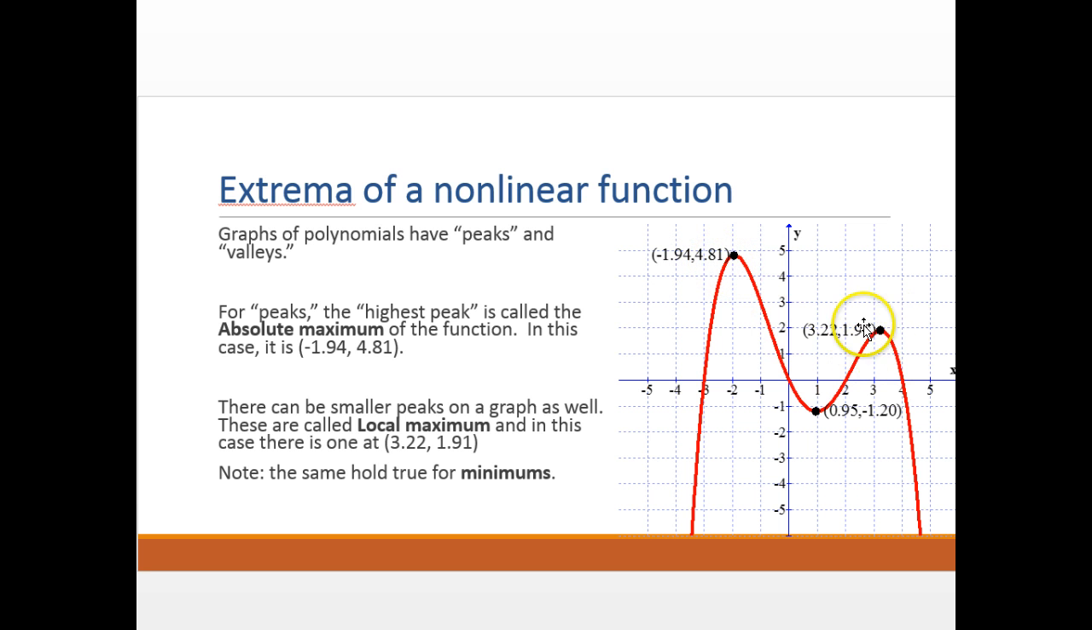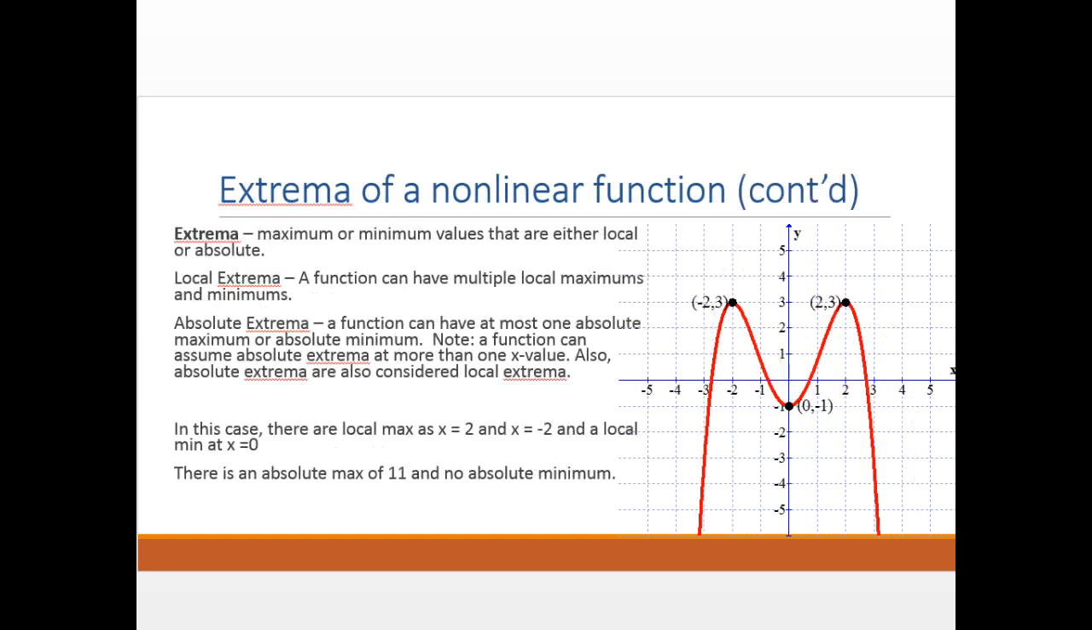Now this is also a peak, but it's not an absolute maximum. It's not the highest peak. It's what's simply called a local maximum. It's higher than any other point around itself. This valley here we call valleys minimums. So hence this again is a local minimum. Some of you may say, well, it's the lowest valley. Yes, it's the lowest valley, but notice how this graph goes down on each side. It's not the lowest point on the graph, so we cannot call it an absolute minimum.